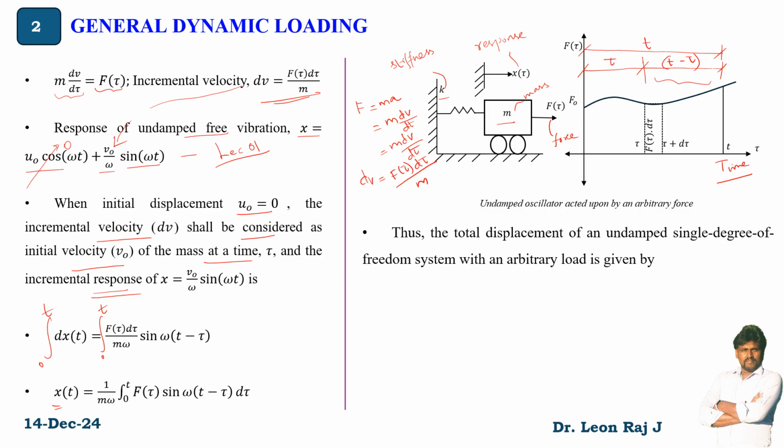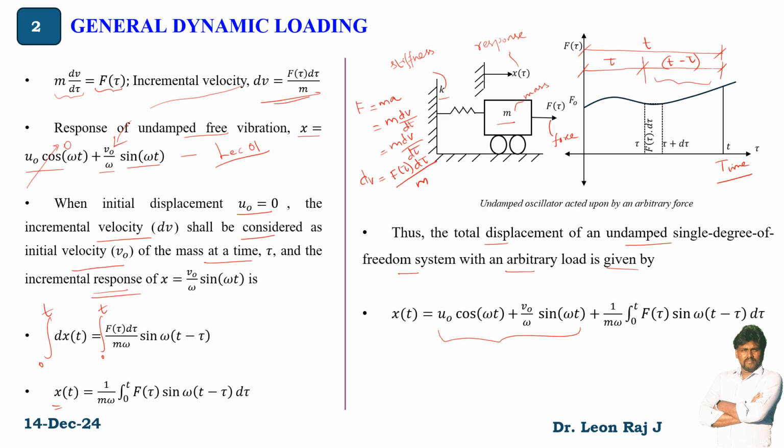Thus, the total displacement of an undamped single degree of freedom system with an arbitrary load is given by x of t equals u0 cos omega t plus v0 by omega sin omega t. This is nothing but the free vibration solution, a transient solution, and this is the response due to the applied force, 1 by m omega integral from 0 to t of f of tau sin omega (t minus tau) d tau.